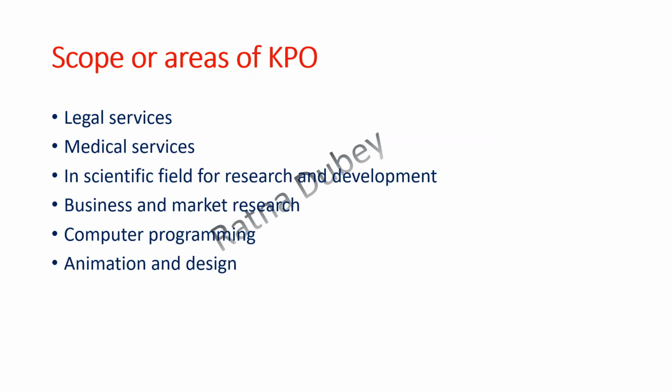Now, what are the scopes or areas involved in KPO? Legal services, I can obviously outsource any legal services, medical services, business and market research, computer programming, scientific research and development, or any kind of animation or design related processes. So, all these are areas involved in knowledge process outsourcing because they all involve certain kind of knowledge, experience or expertise. So I hope you all are clear with business process outsourcing and knowledge process outsourcing, that is BPO and KPO.